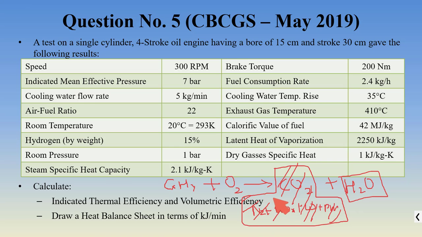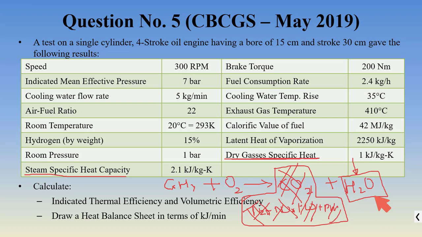They have given us the specific heat capacity of dry gases. Dry gases specific heat capacity means all these gases which are not water. And they have given us a different specific heat capacity for steam. So we have to do two calculations for heat absorbed by exhaust gases. One heat is absorbed by these dry gases and one heat is absorbed by this steam. And these exhaust gases are always in one phase only.